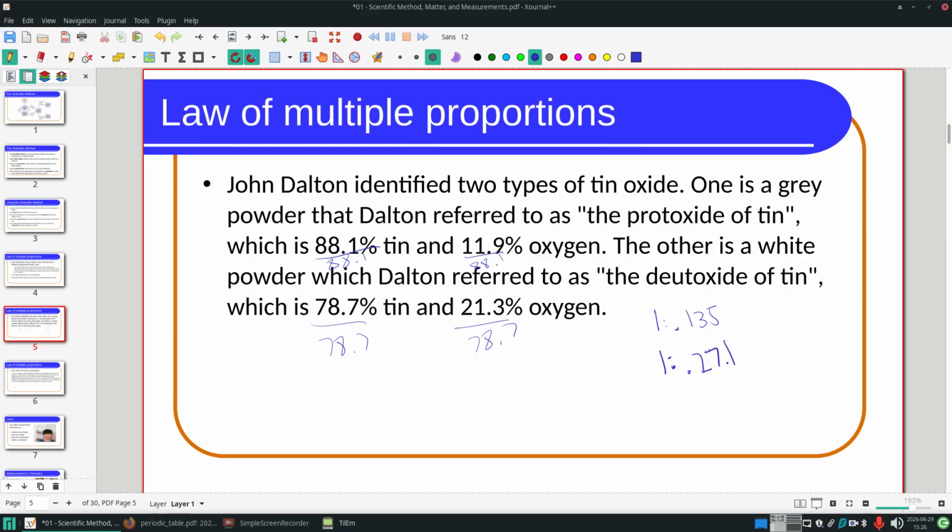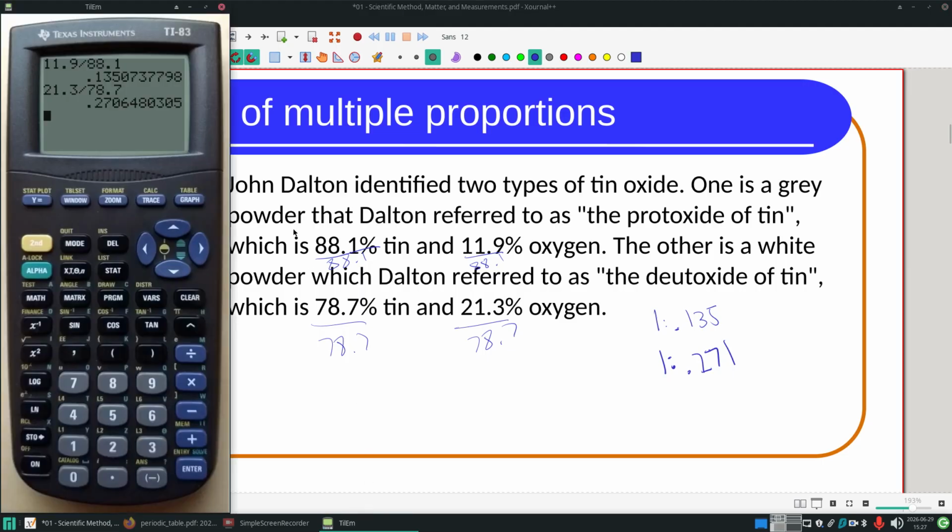All right, look at those two numbers on the end, the 271 and the 135. Matter of fact, if I go to the calculator and look at this a little bit more, isn't this half that? It is. Dalton, when he looked at these, found that if you found the ratio of all of them, the rest were always multiples of this.